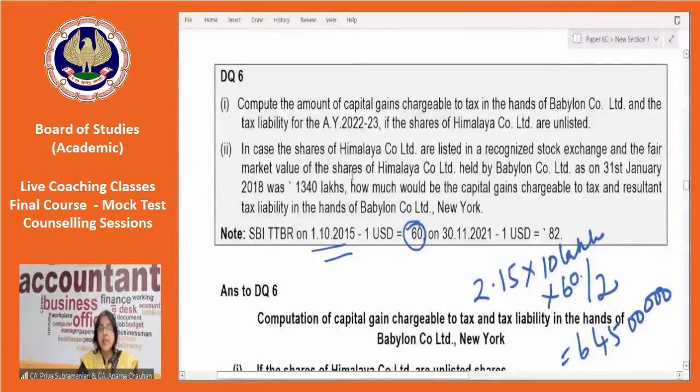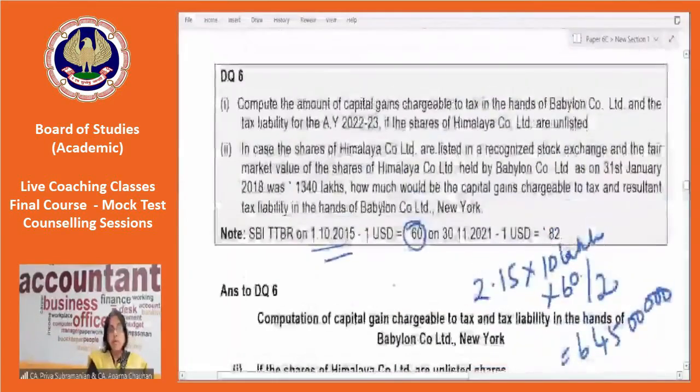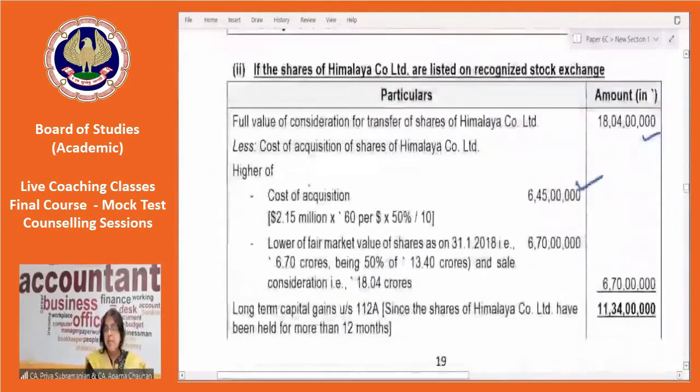Okay, so they've given that. Now what you have to do in case of listed shares: consideration will remain the same, and the cost of acquisition is what we computed earlier. The other thing is the lower of FMV as on 31/1/2018 and the sale consideration. FMV is given for the entire shares as 1340. Now only 50% are being sold, so you have to take 50% of this. That will be 670 lakhs. So 670 and 18.0 crores, the lower of these two.